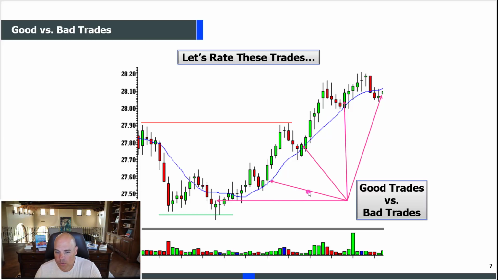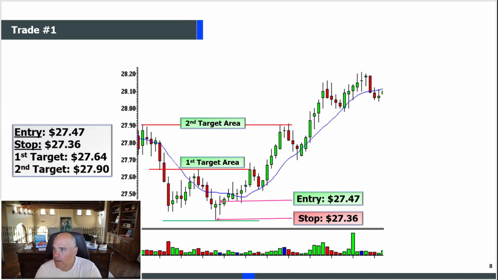So now let's move to this one. In fact, let me go over here. All right, there we go. My apologies. This is the same chart we just talked about. So your entry is 27.47, your stop's 27.36. I mean, this is tough. This is really, really tough. If you were to buy it, it would look like this: target over here.